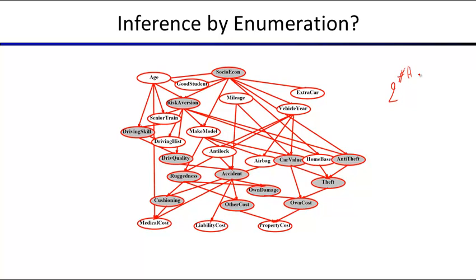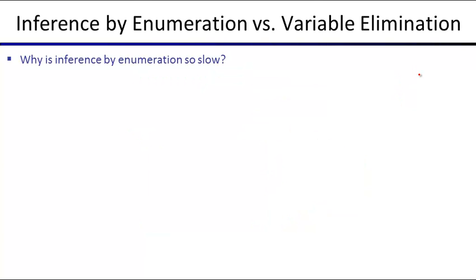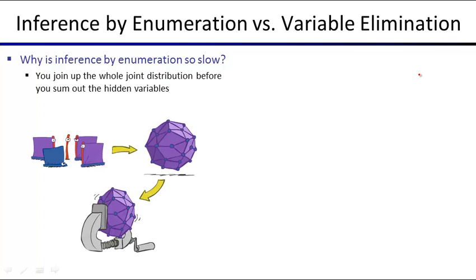Typically, your query will be about a small number of variables. Most of the variables will be hidden, and you do a lot of work. So why is this slow? Essentially, what you do is you build the entire joint distribution. You unpack these conditional probability tables into a join of all of them, get the full joint, and then you squeeze out the information you really care about.